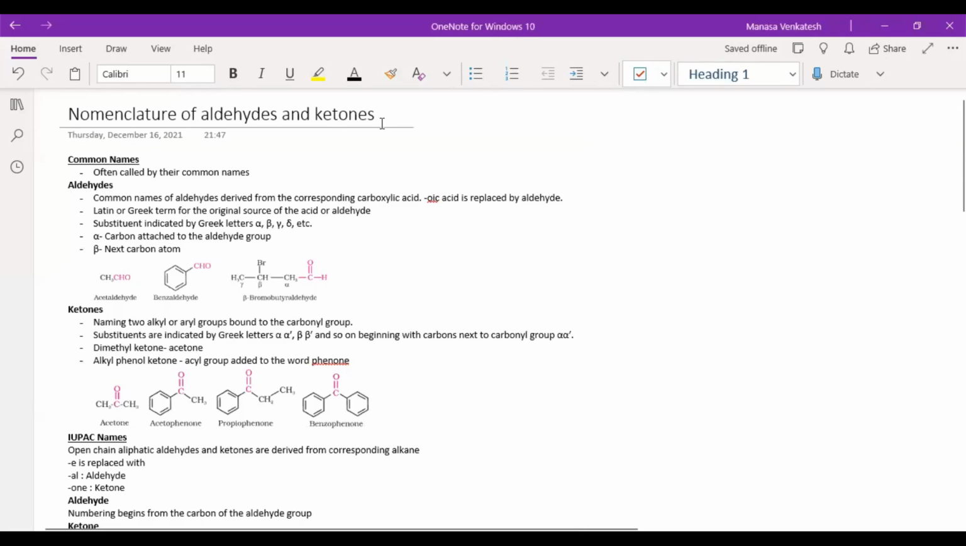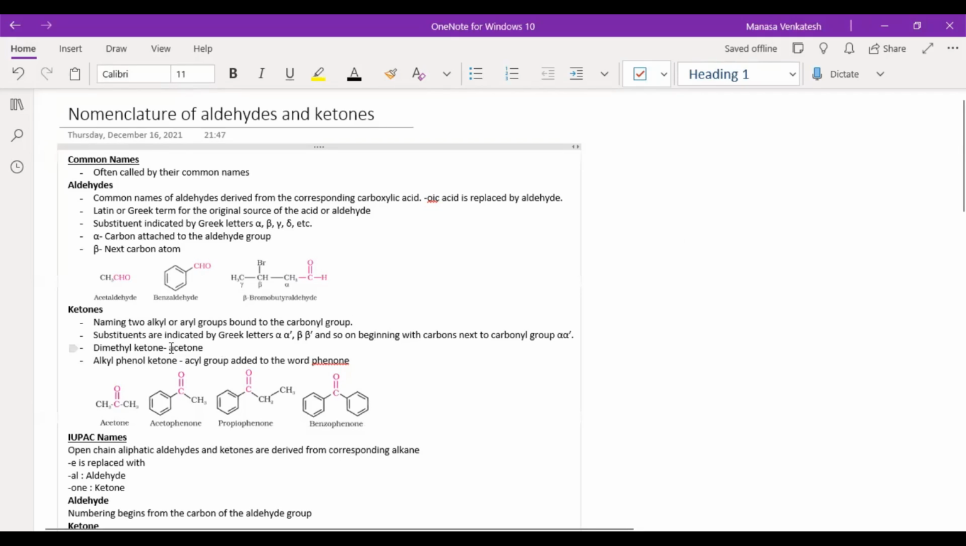Nomenclature of aldehydes and ketones. We will be learning about common names as well as IUPAC names. So let's begin with common names. Generally, aldehydes and ketones are referred to by their common names itself. Like acetaldehyde is not called ethanaldehyde, but we just call it acetaldehyde.